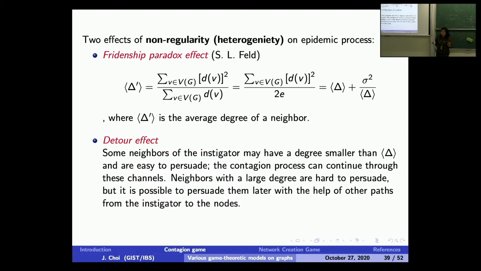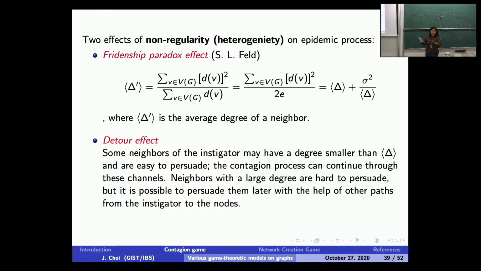But in our world, the links are not regular, right? Some people have more friends and some people have fewer friends. In that case, your feeling is correct, unless you're the one who has the most friends. By the way, this result is from 1991. It's pretty recent, right? But anyway, it's harder to persuade neighbors in a highly heterogeneous network whose standard deviation is pretty large.